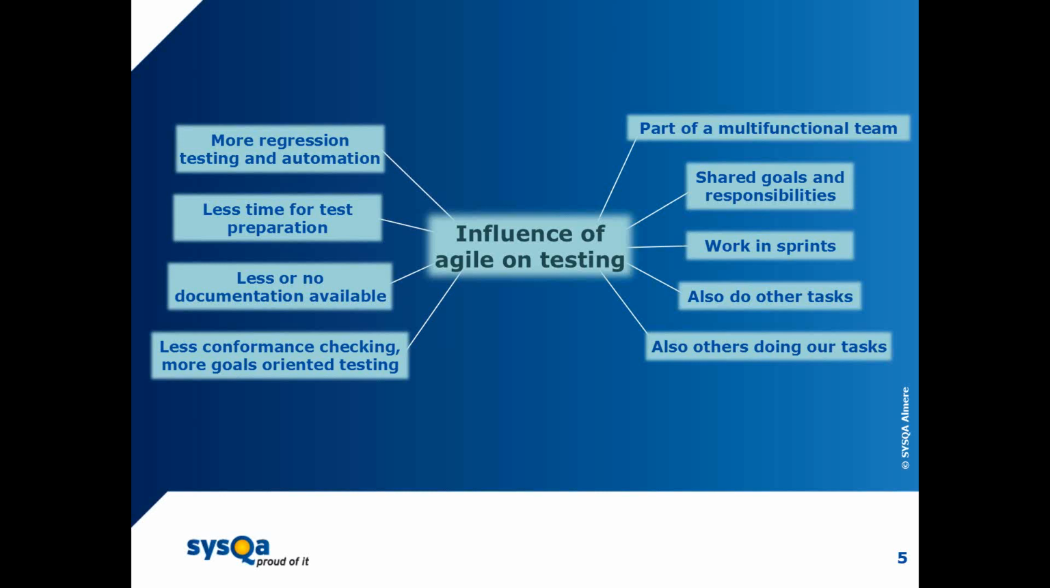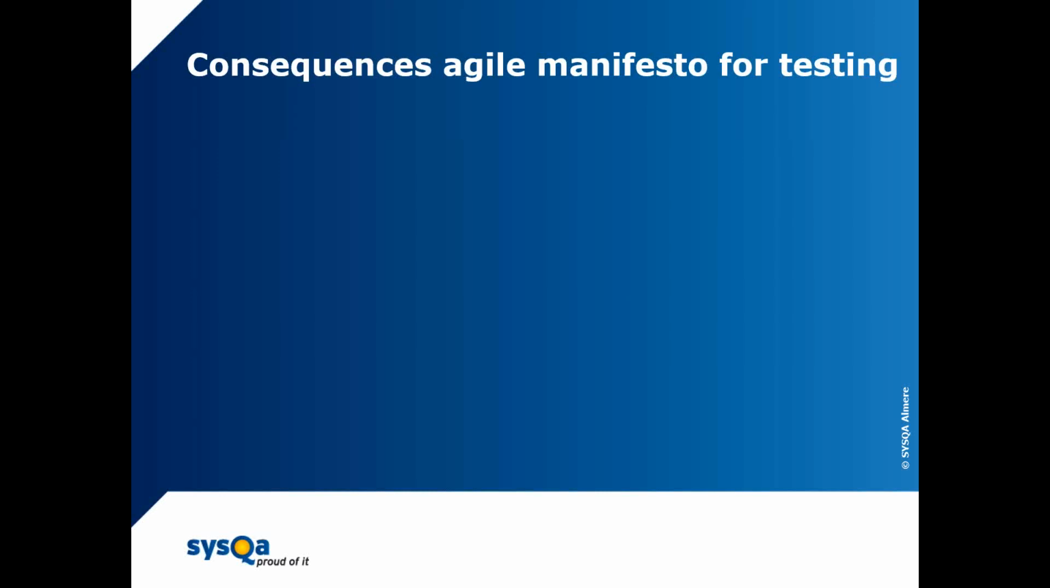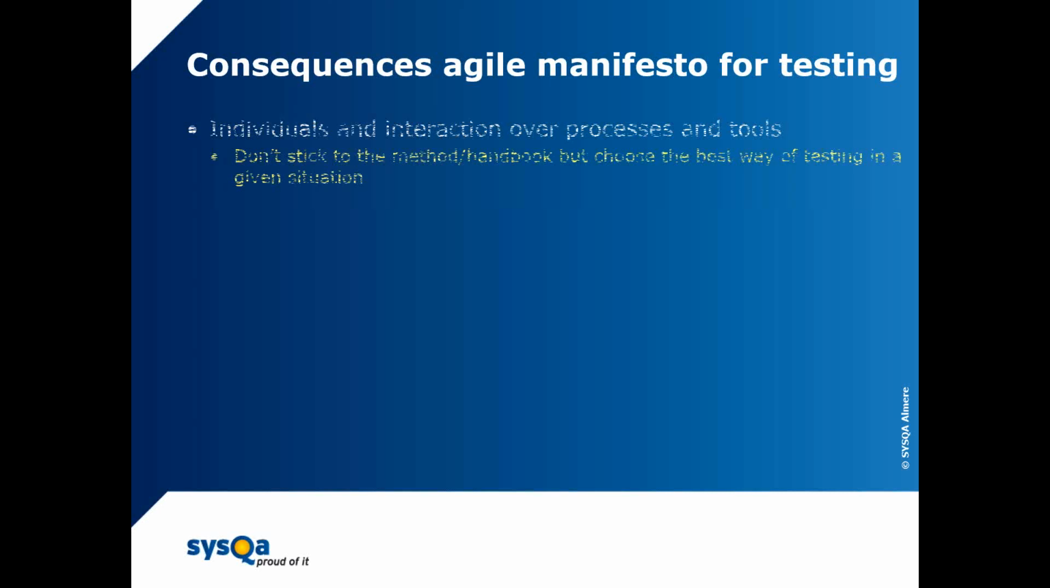I think these are the main influences of Agile testing, and the consequences of these are twofold. On one hand, we have consequences on our attitude, and the other consequence we have is on the way of testing. Let's first look at the consequences of Agile on our attitude, and I want to explain that using the Agile Manifesto. I suppose everybody is familiar with the Agile Manifesto. But let's look at the details of it.